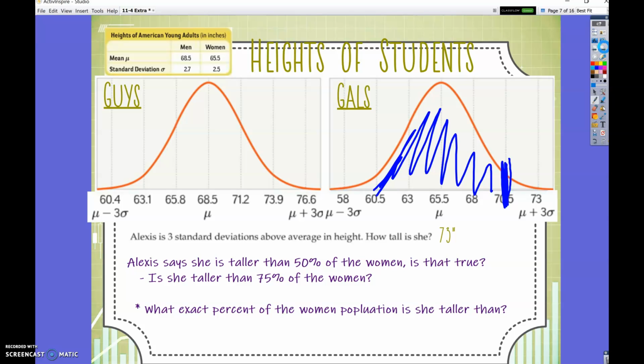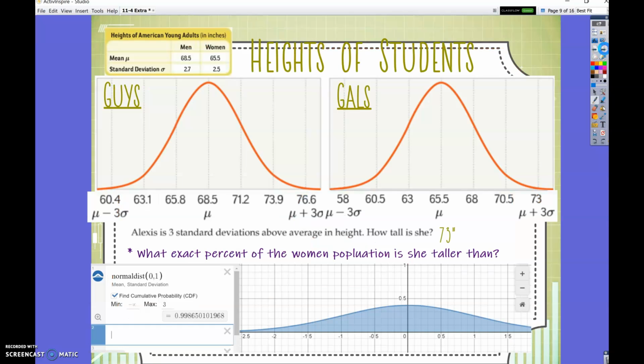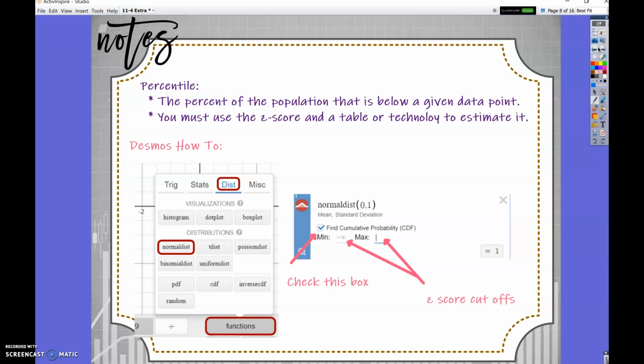And in order to do that, you're going to go to Desmos and click on the Functions tab. Okay, so here we see the functions circled. And then you would click on Distribution and Normal Distribution. It's going to give you a screen like this one. You will make sure you click this little check. It says Find Cumulative Probability. This is the number you're going to fill in most commonly, the max.